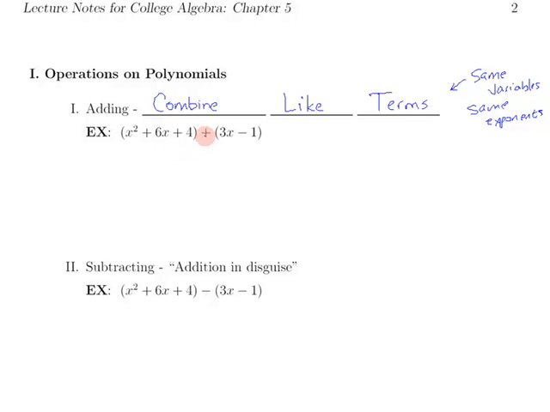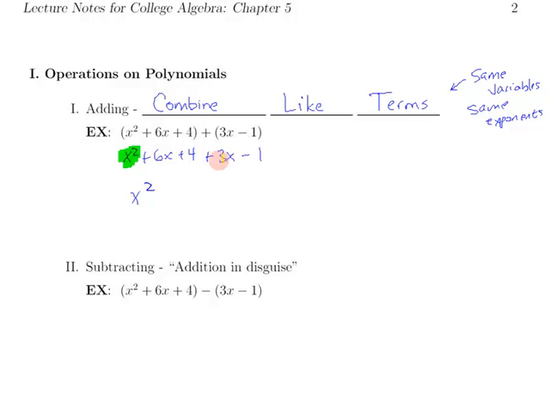So the first thing we do is identify, well, I can just drop the parentheses here because there's nothing inside the parentheses that I can simplify further. All right, so this would be x squared plus 6x plus 4 plus 3x minus 1. Now we're looking for like terms. Two different terms, those things that are separated by pluses and minuses that have the same variables with the same exponents.